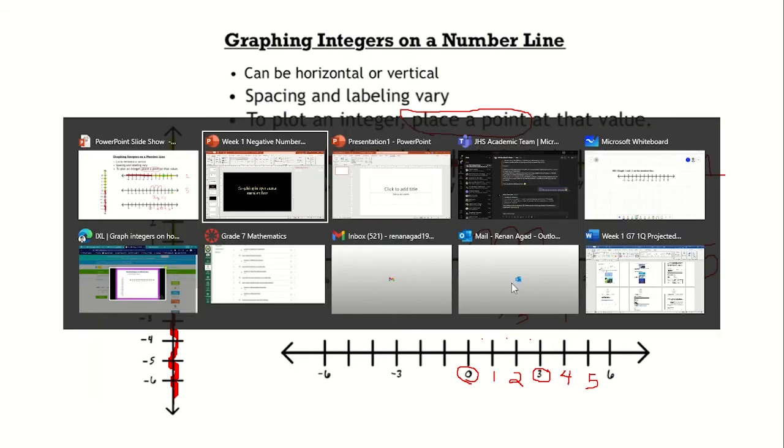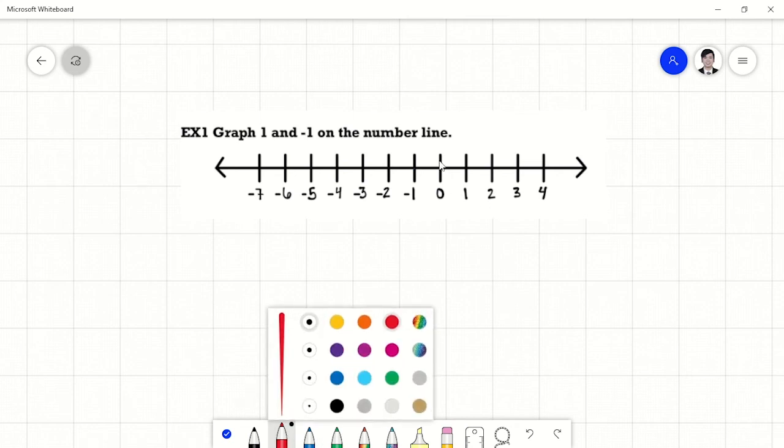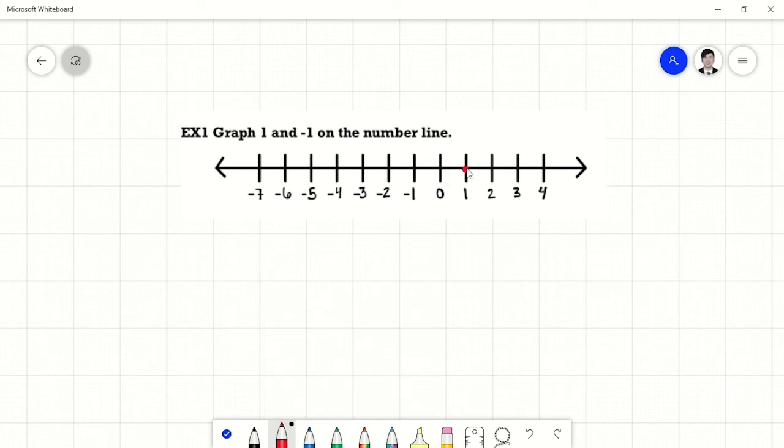So let us now try some examples. Graph 1 and -1 on the number line. The scaling here is just 1, and actually you can see 1 and -1 already here. Based from 0, 1 is on the right because it's positive, so 1 is here. So place a dot or a point.